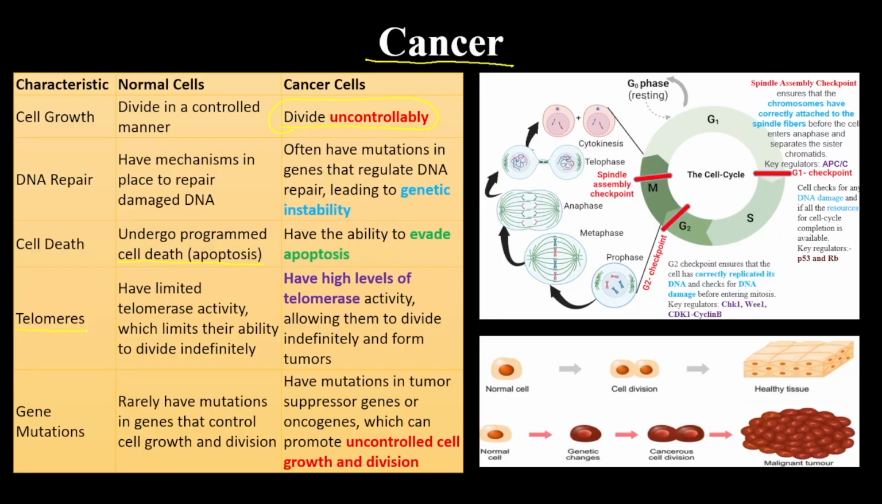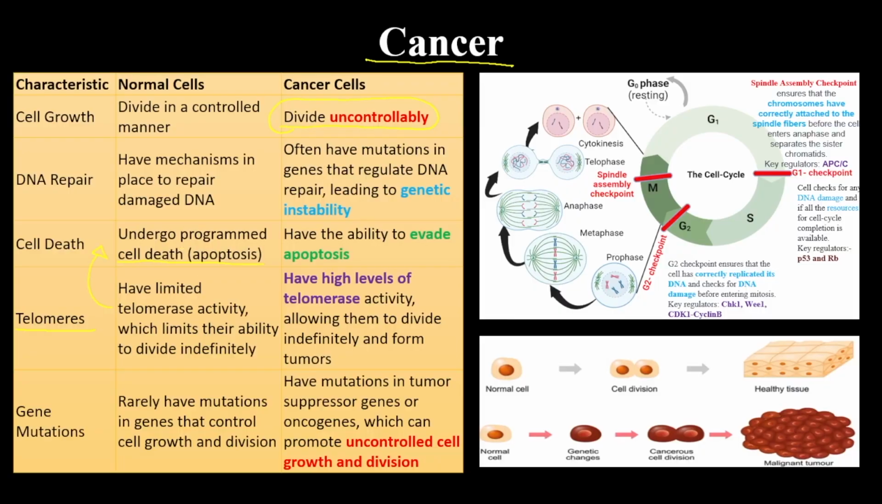Then the level of telomeres. The normal cells have limited telomerase activity, and that's how they lose genomic content after every cell cycle division, and as a result only, they undergo apoptosis. Whereas in the case of cancer cells, they have a very high level of telomerase activity, which allows them to repair the telomeres, and as a result they are able to divide indefinitely and form tumors or solid mass.